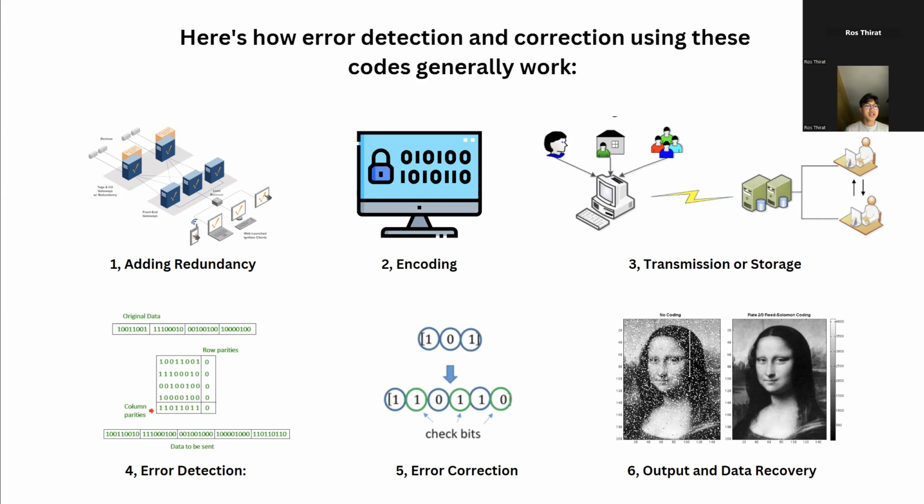And the last step is output and data recovery. After error detection and correction, the receiver obtains the corrected data. In cases where correction is not possible, the receiver may request retransmission of the data. And after that, in storage systems, the corrected data is retrieved and used for further processing.